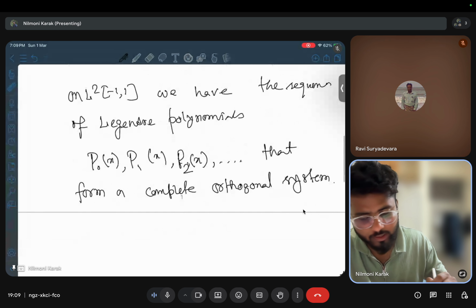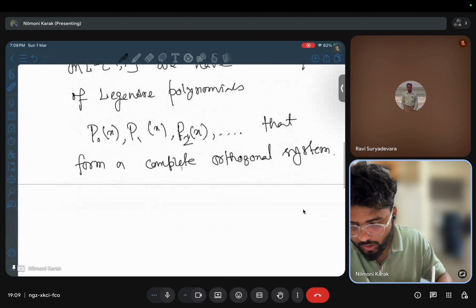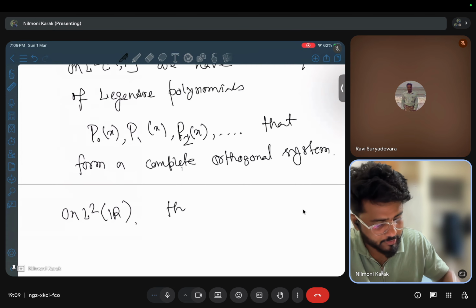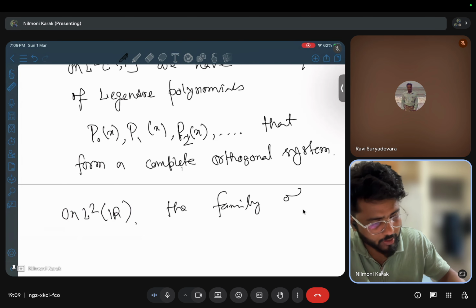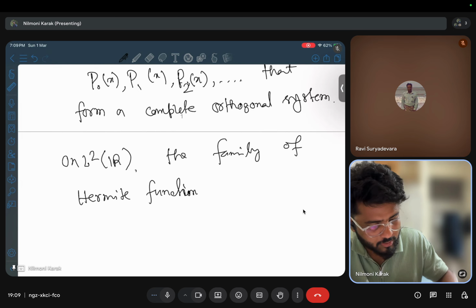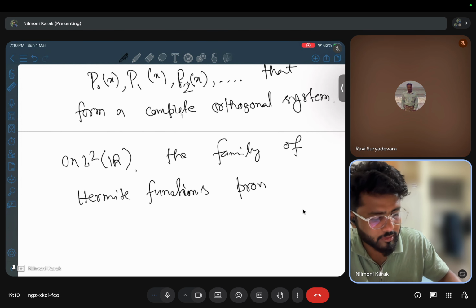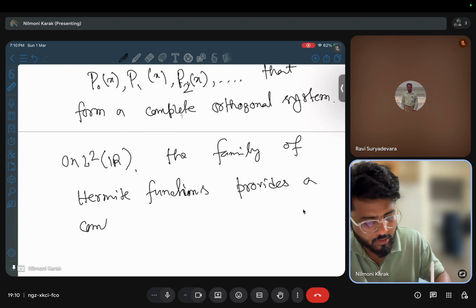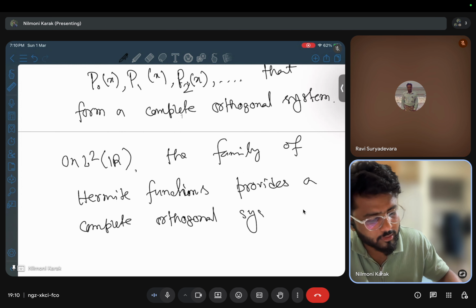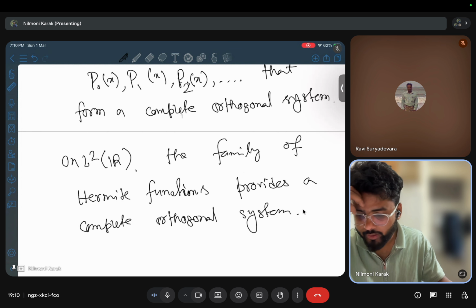Apart from these, also on L2(R), the family of Hermite functions provides a complete orthogonal system.